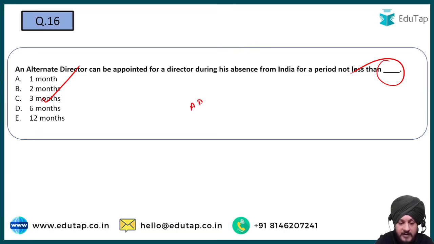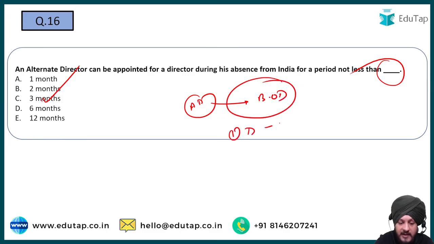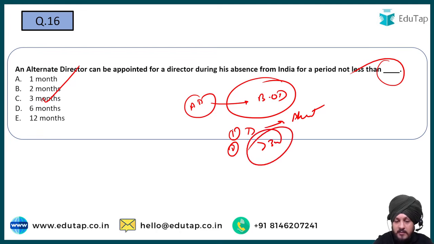So we know that alternate director, it can be appointed by the board of directors, and when he gets appointed, basically first of all, the director that is there, he is absent from India. That is the first thing. And the second thing is that basically his absence is not less than 3 months, right? So it is not less than 3 months. So that is going to be the two criteria, and this is something that has been asked as a part of the question. So C is going to be the correct answer.